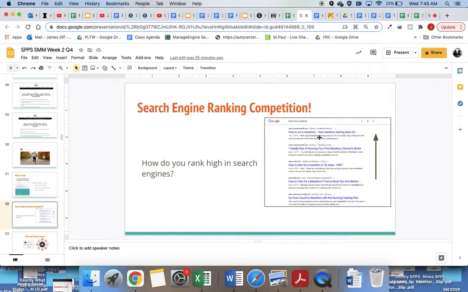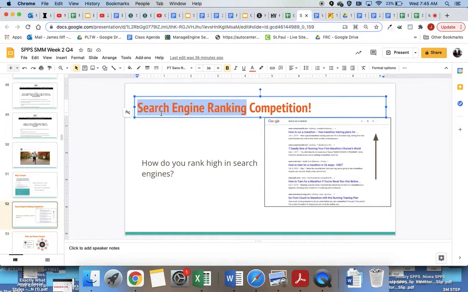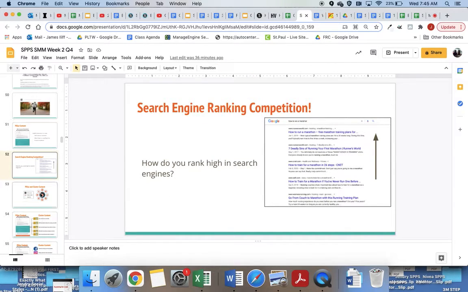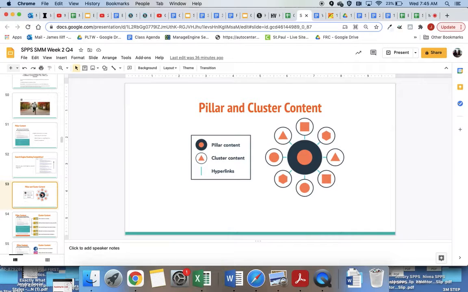Because if you get it in the #1 spot, people are going to find you and click on it when they're searching for your keywords. But if you're on page 2, 3, 4, 5, 6, 7, fewer people are going to find you. So we're going to spend a lot of time figuring out the techniques of search engine optimization. One of the techniques is something called pillar and cluster content. So here is a model of what this could look like.